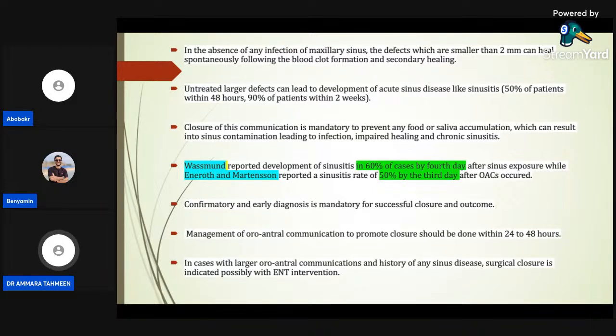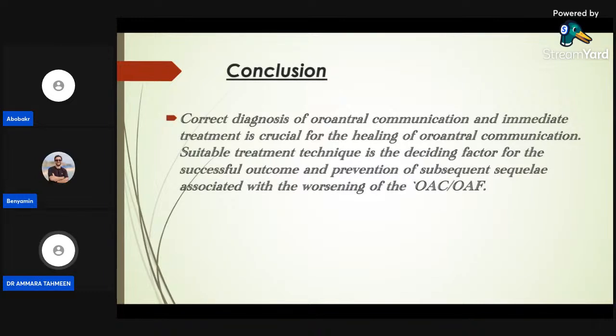So, in cases with oral-antral communication which are larger, with a history of sinus disease, surgical closure is indicated, possibly with ENT intervention, as we have discussed in this lecture. So, we have reached the end of the lecture. I will be concluding that correct diagnosis of oroantral communication and immediate treatment is crucial for the healing of oroantral communication. Suitable treatment technique is the deciding factor for the successful outcome and prevention of subsequent sequelae associated with the worsening of the oroantral communication and oroantral fistula.